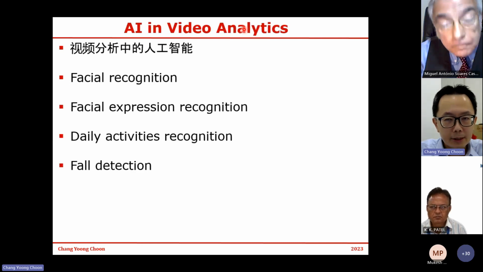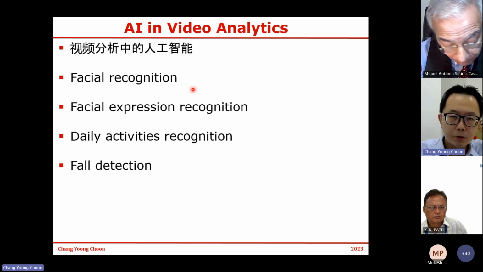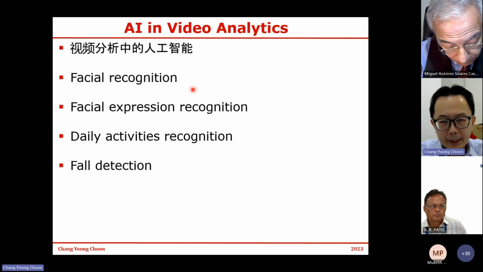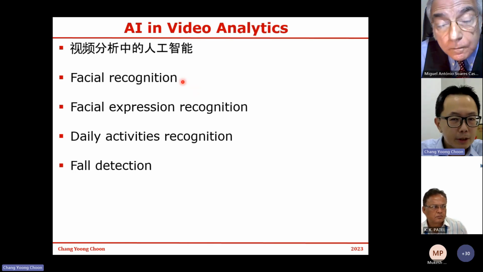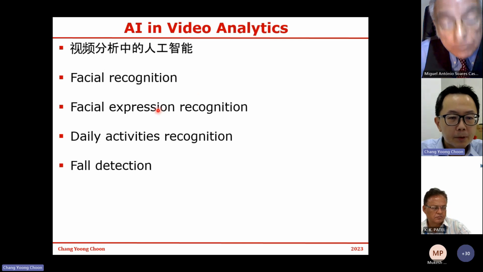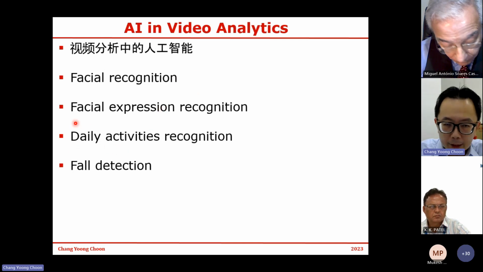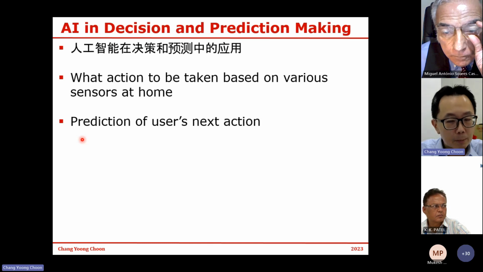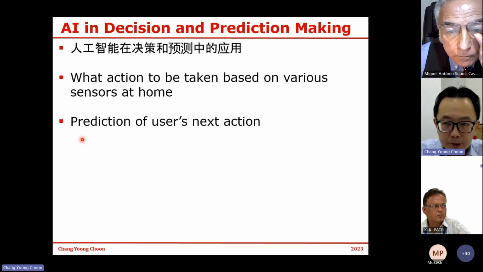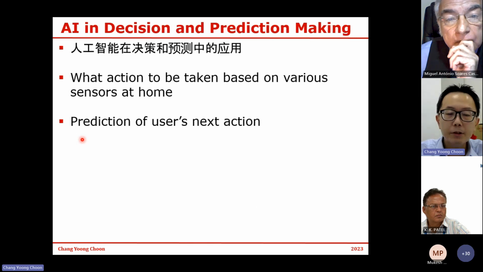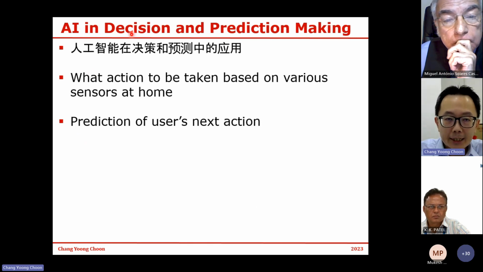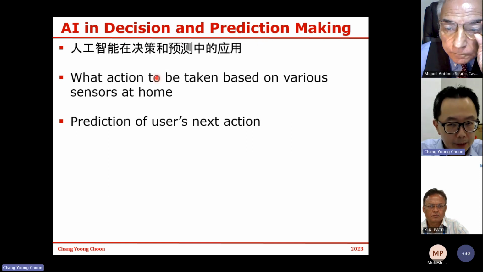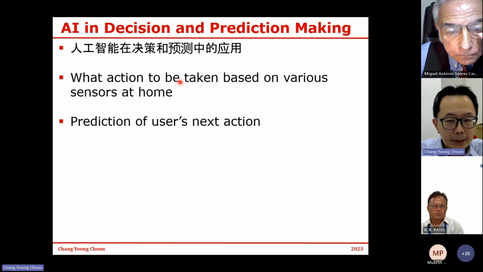AI in video analytics, yep. As you know, everyone is talking about how we apply AI in different aspects. This one, video analytics, for example fall detection or daily activities recognition, to me, there is still a lot of potential in academic research as well as applied research. The other one is AI in decision and prediction making. Okay, one action to be taken.